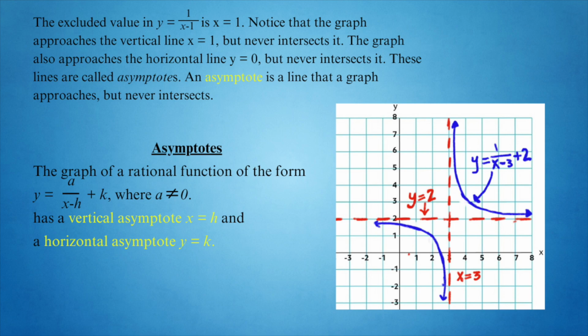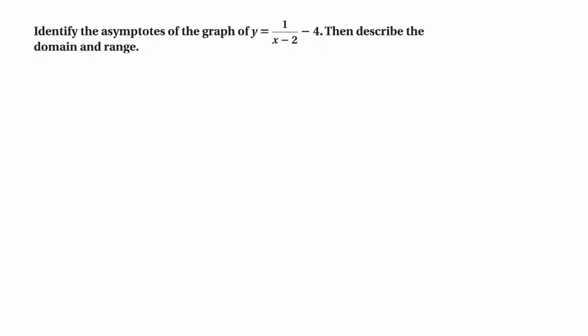using the equation in the format y equals a over x minus h plus k. And obviously a can't be 0. And our vertical asymptote is going to be at x equals h. And our horizontal asymptote is going to be at y equals k. And so we're going to be looking at those values.